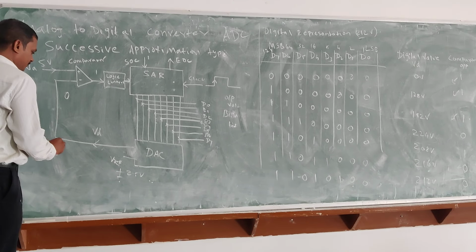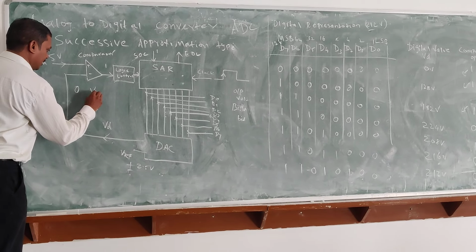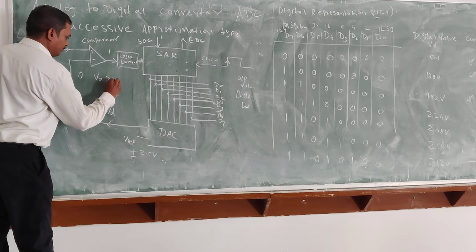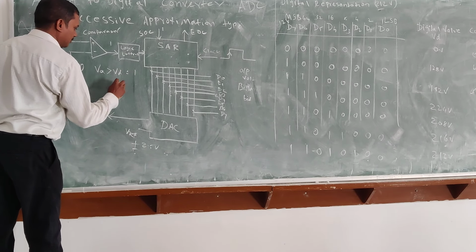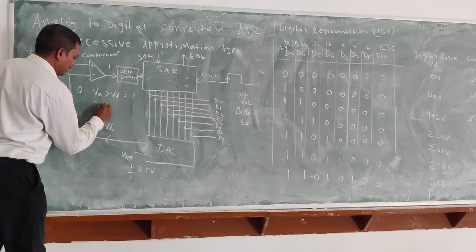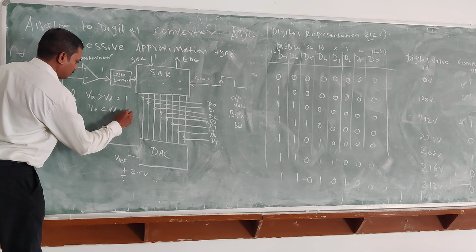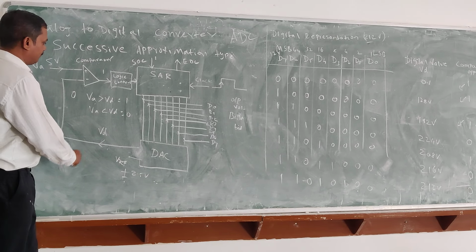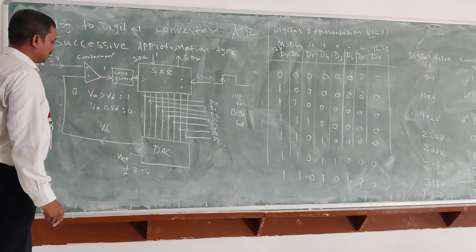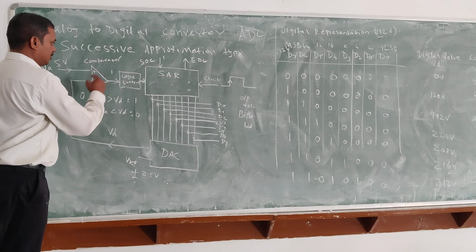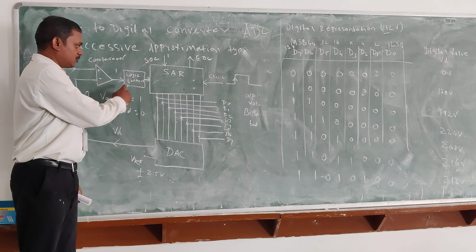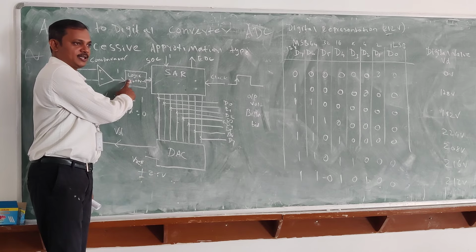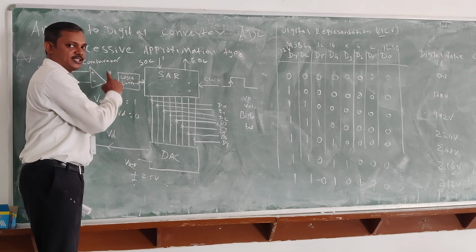So this is VA and VD. Here we can write: VA greater than VD means the output will be 1, and VA less than VD, the output will be 0. So the comparator compares two signals, and based on the value, it sends it to the logic control. It is similar to a buffer, storing only 1 bit at a time. The data will be sent to the SAR.